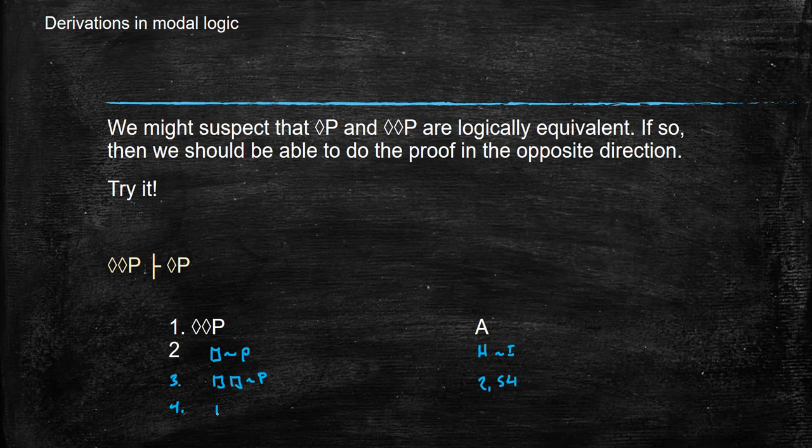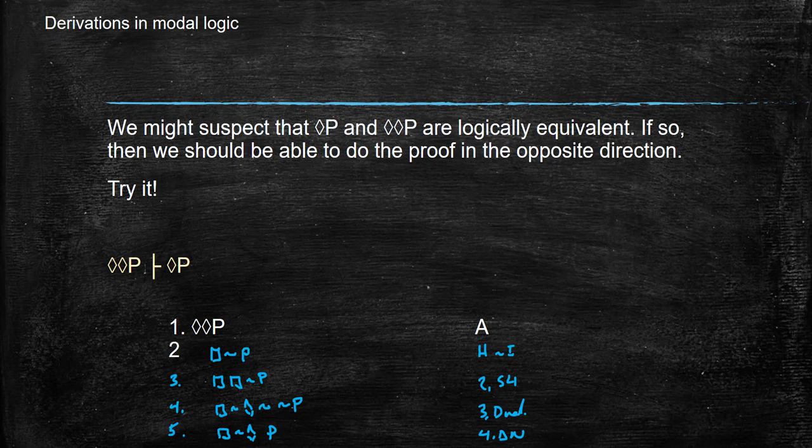Right, so now we can go box, not possible, not P, by 3 in dual. And then we could apply double negation to get necessarily not possible that P, right? So that's just 4 in double negation.